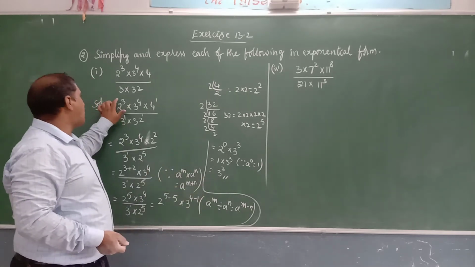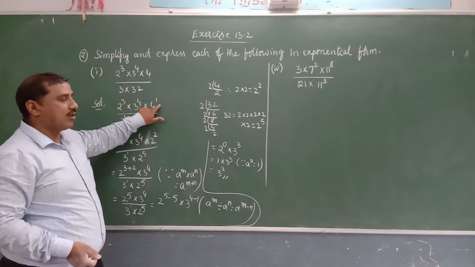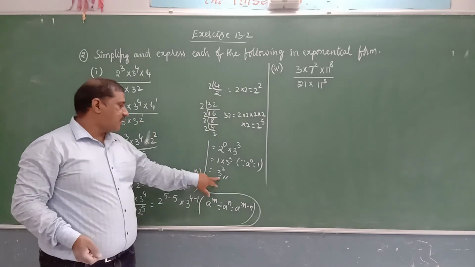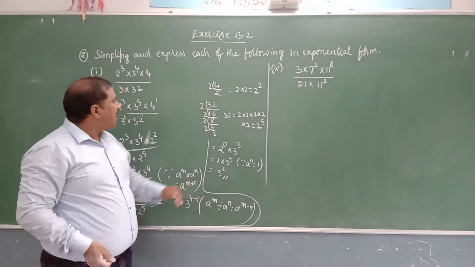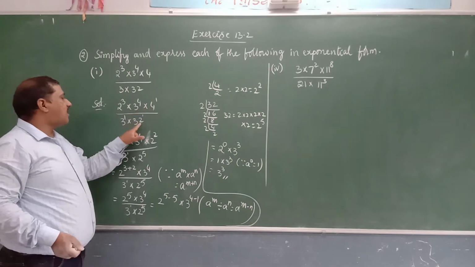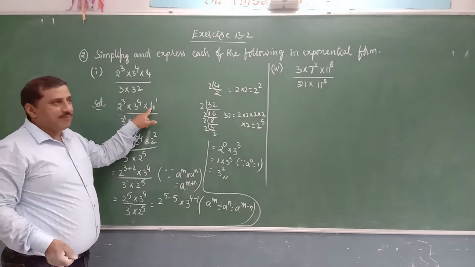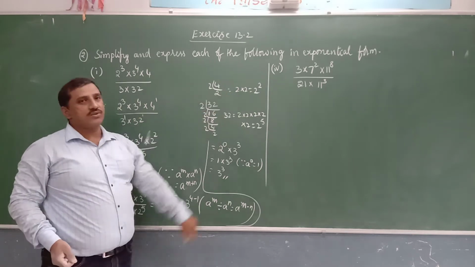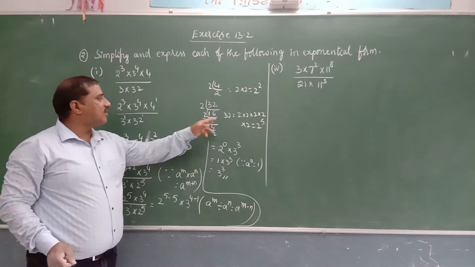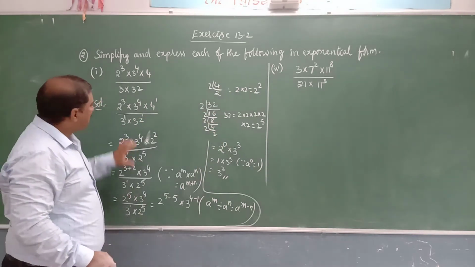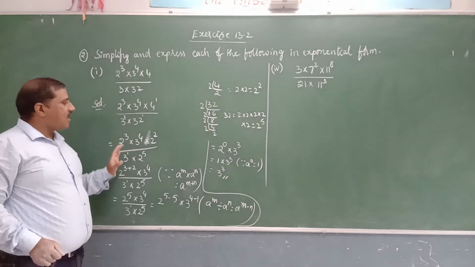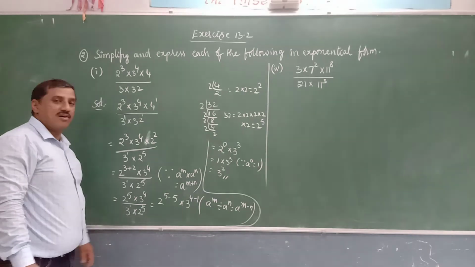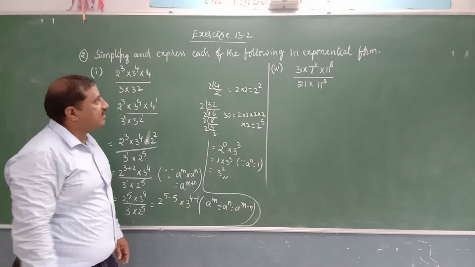Therefore 2 cube into 3 power 4 into 4 divided by 3 power 1 into 32 to the power of 1 is equal to 3 cube. Here, what is the difference? 4 and 32 we can convert into exponential form with base 2. That is, 4 is equal to 2 square and 32 is equal to 2 to the power of 5. So like this we should convert them, then apply the laws of exponents and simplify, and we will reach the answer. Right.